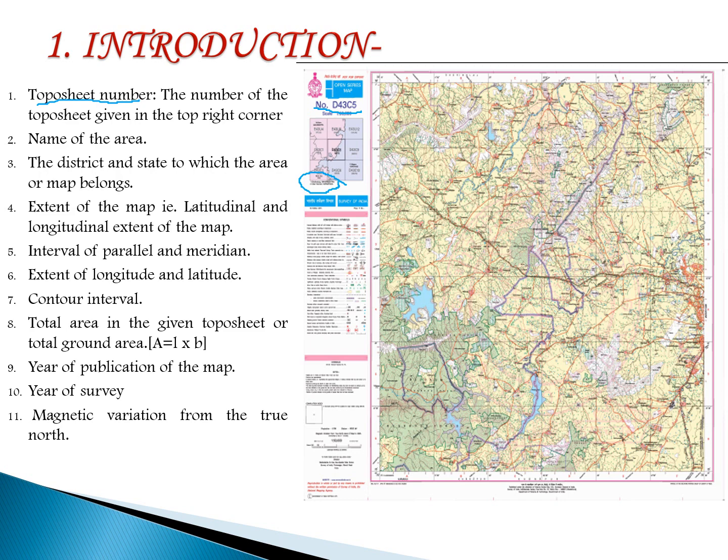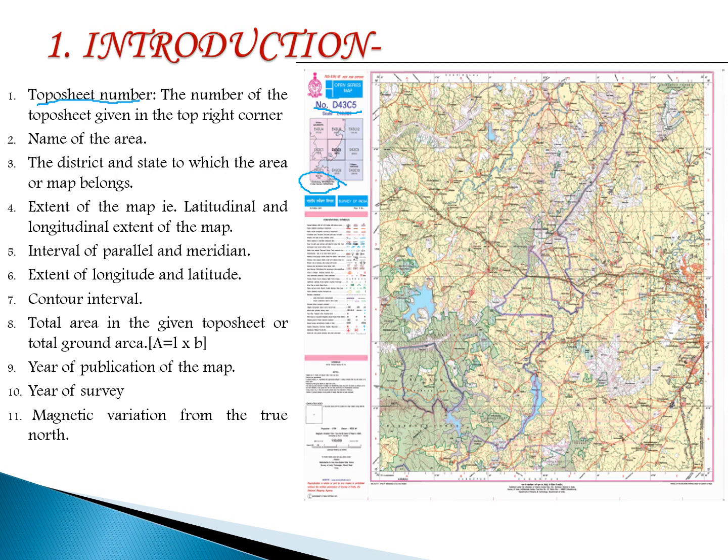For the name of the area you just have to write Belgaum, okay, because we are mainly concentrating on Belgaum and here Chandgarh and Belgaum. There are two areas shown in one map because it has a state border. Then the district and state to which the area of the map belongs. As this map shows both the states, you can write Belgaum Karnataka and Chandgarh Maharashtra, right?